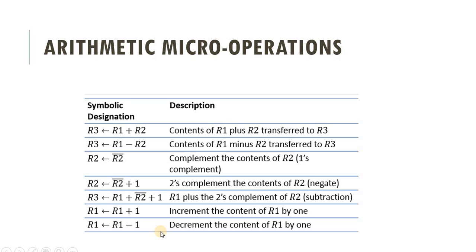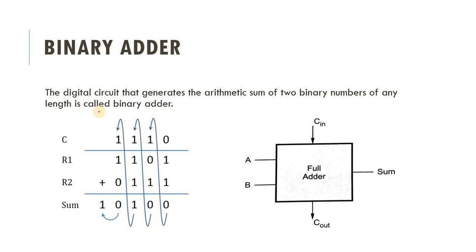Now in this lecture we are going to implement the adder, how we can add two binary numbers. Suppose we start with the first operation, R1 plus R2, which is then moved to register R3. We'll implement this first. For that, the binary adder is used. The digital circuit that generates the arithmetic sum of two binary numbers of any length is called the binary adder.